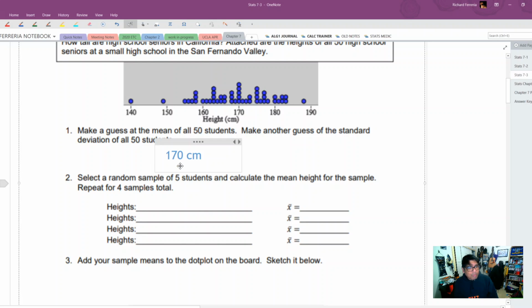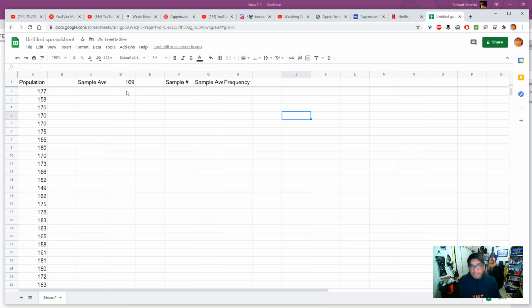Next, we're going to take a random sample of 5 students to calculate the mean height of the sample, and we're going to do that for 4 samples. Well, over here I've put all of the heights into a spreadsheet, and I've reorganized them. So the first 5, 177, 158, 170, 170, and 170, we took the average of those 5 numbers and we got 169.